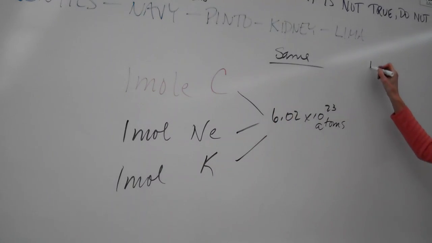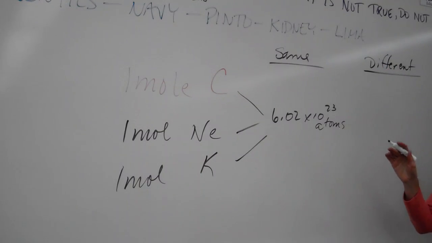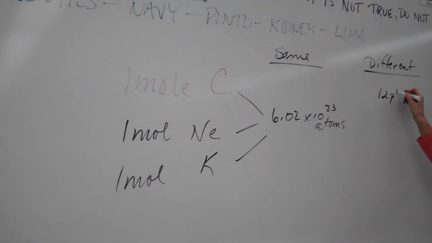What is something that is different? The number of protons. This has 12 protons. Neon has how many? 10 protons. Potassium has 19 protons. So that's something that's different. What else is different? The number of neutrons and electrons. What else? The weight. The mass, or their weight.